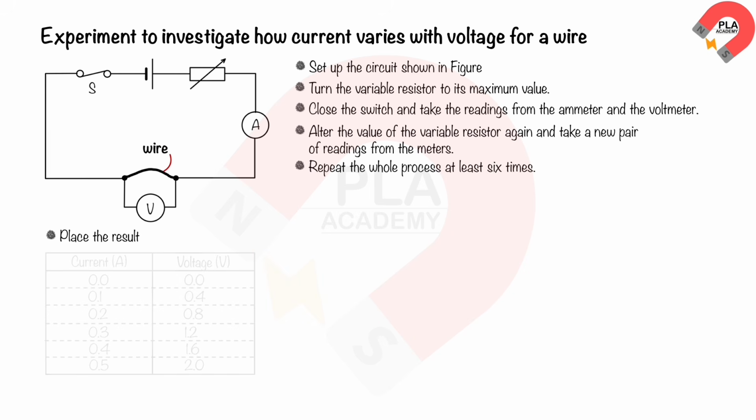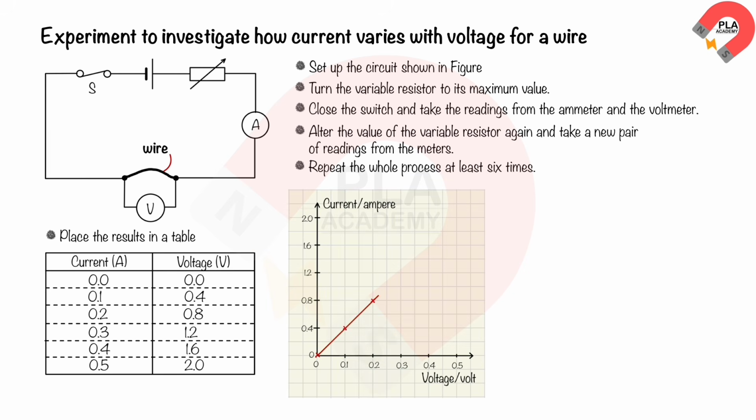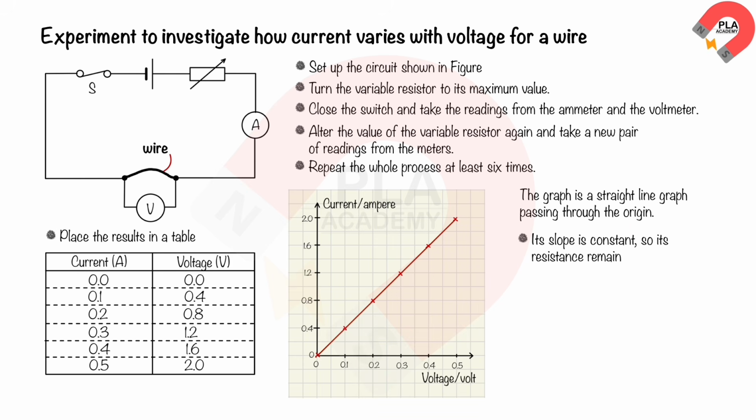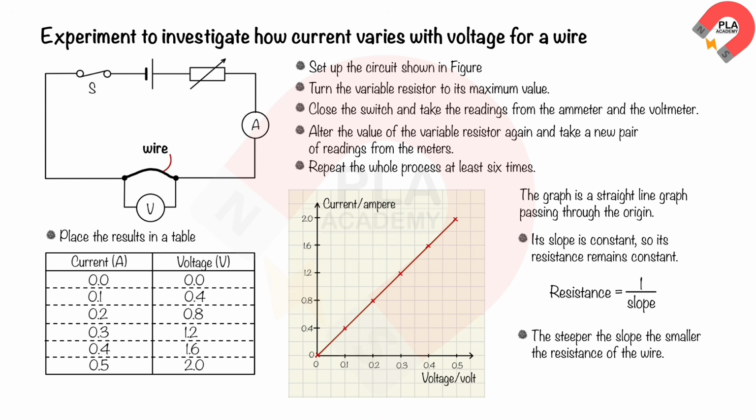Place the results in a table and draw a graph of current against voltage. The graph is a straight line graph passing through the origin. The slope is constant, so the resistance of this wire does not change. The resistance of a wire is 1 over the slope. The steeper the slope, the smaller the resistance of the wire. If we repeat this experiment for other components, such as a resistor, a filament bulb and a diode, the shapes of the graphs we obtain are often very different to that shown in the next.